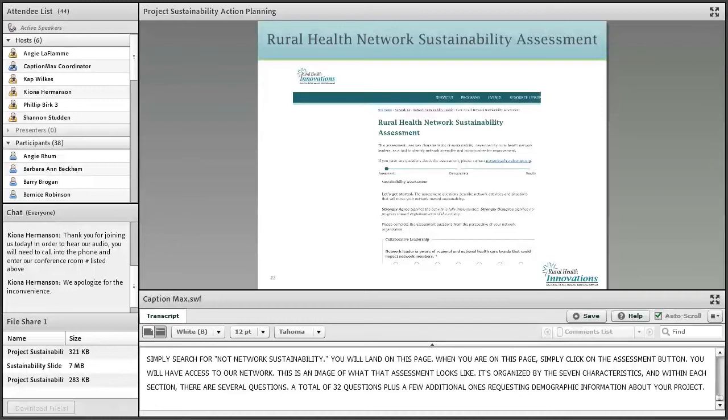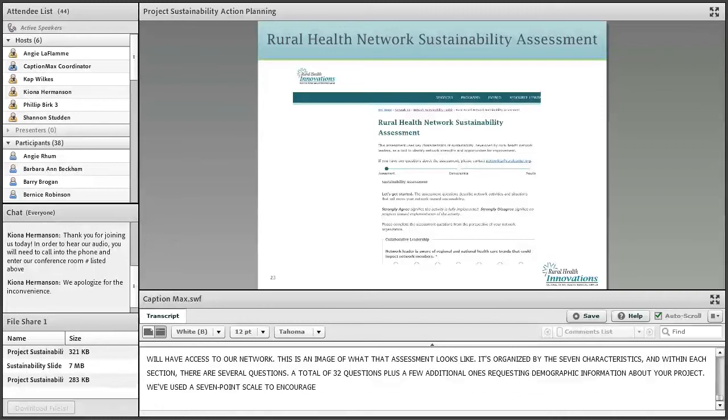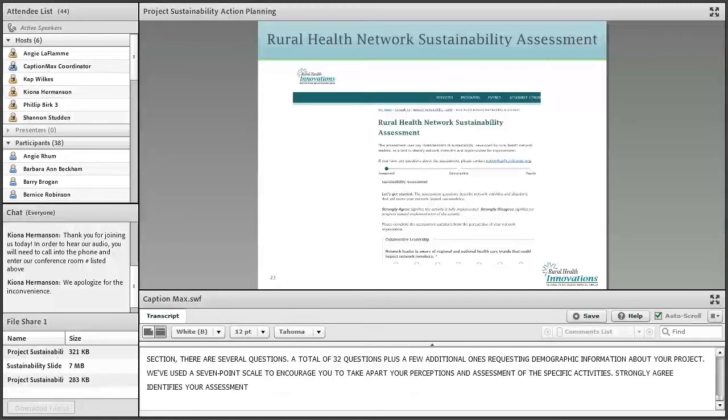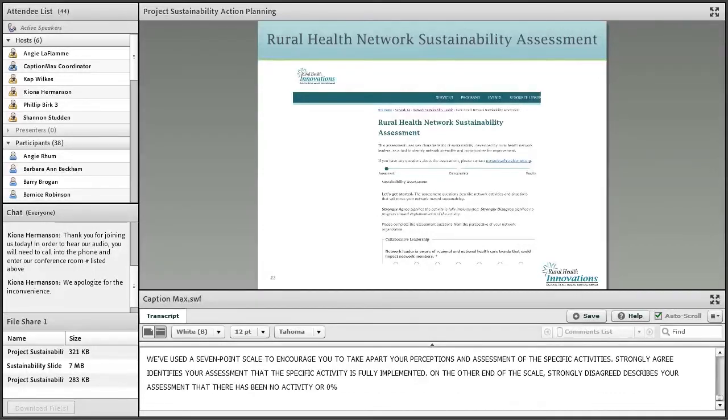We've used a 7-point Likert scale to encourage you to tease apart your perceptions and assessment of making progress towards implementation of the specific activities. Strongly agree identifies your assessment that the specific activity is fully or 100% implemented or executed. And on the other end of the scale, strongly disagree describes your assessment there has been no activity or 0% progress toward the implementation or execution of the activity.